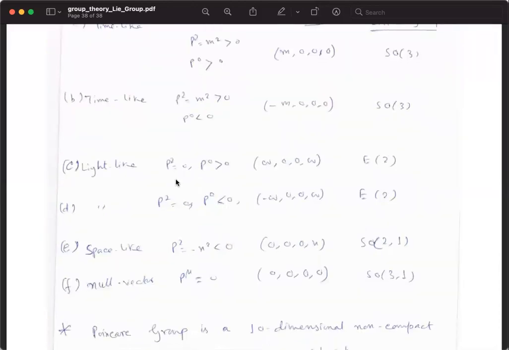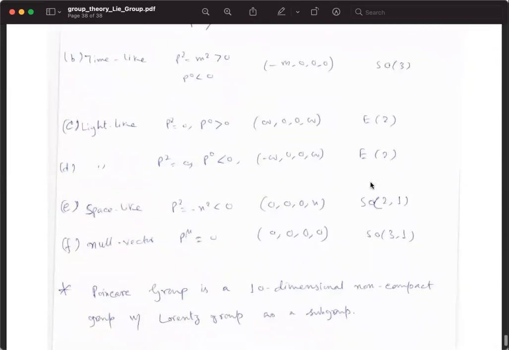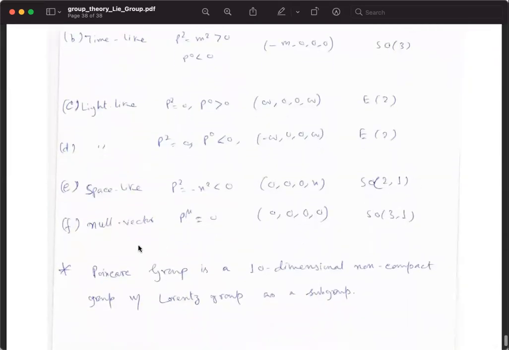For light-like, that implies p squared equal to 0 and p_0 greater than 0, so (omega,0,0,omega), and the little group is E(2). The same with p_0 less than 0, its little group is also E(2). For space-like, where p squared equals minus n squared less than 0, that is a non-compact little group, so you get SO(2,1). For the null vector p_mu equal to 0, where everything is 0, the little group is SO(3,1).